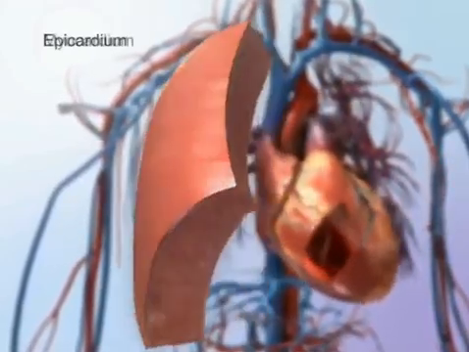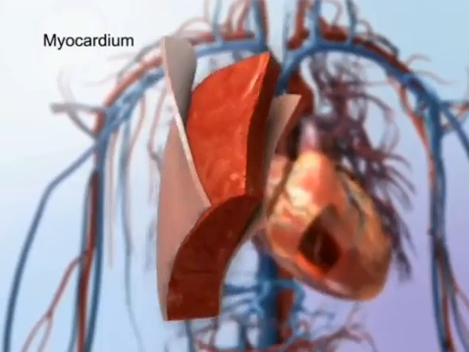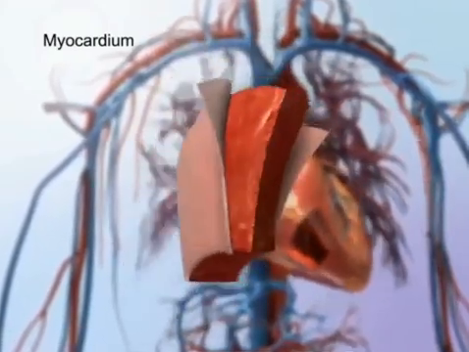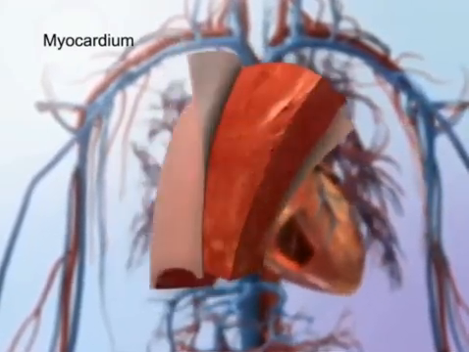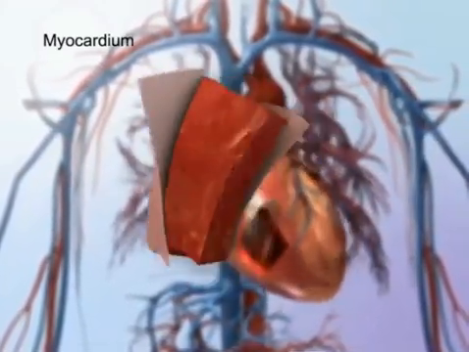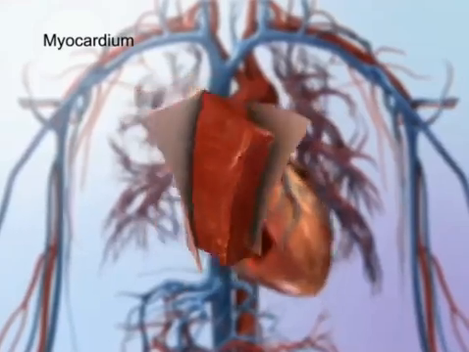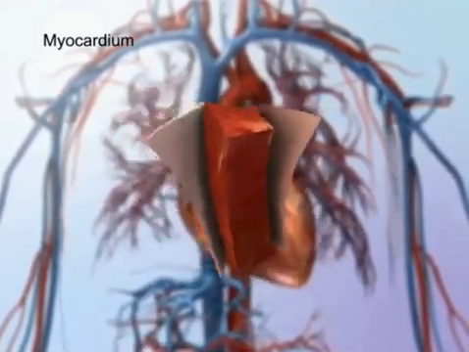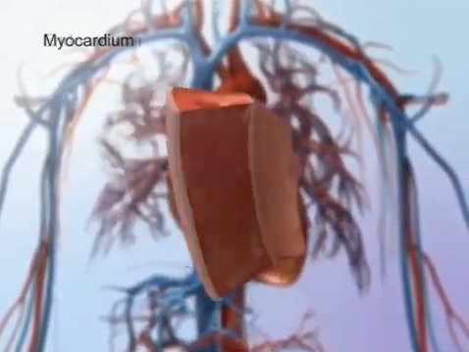protective sac. The middle layer is called the myocardium. The myocardium is responsible for the heart's pumping action. Its strong muscle tissue makes powerful, continuous contractions possible. This thick layer performs the bulk of the heart's work.